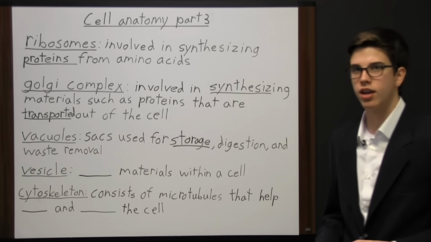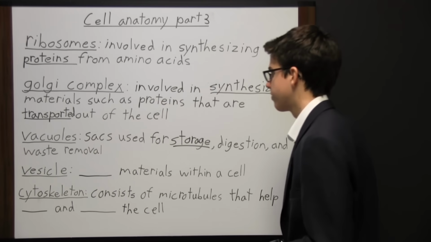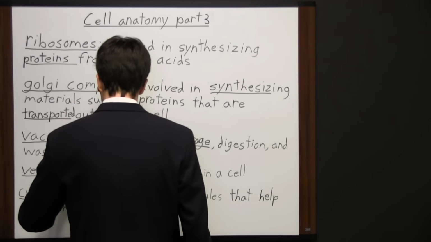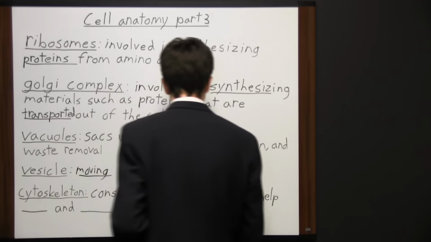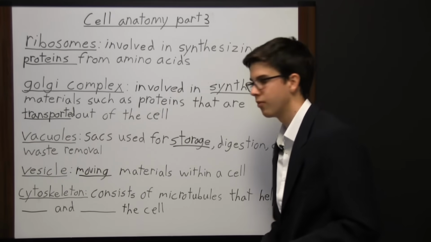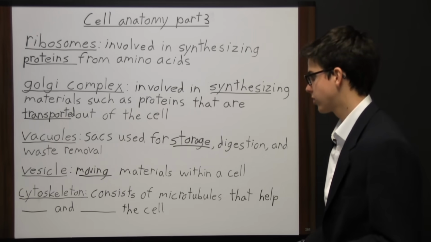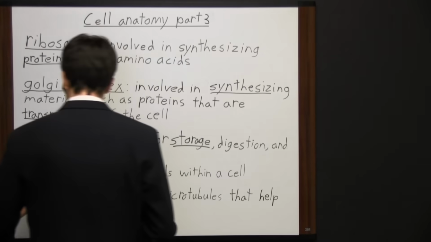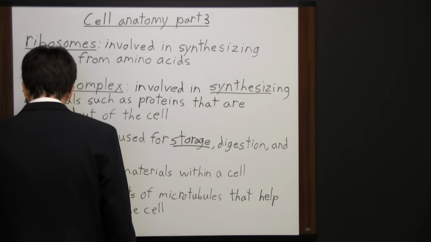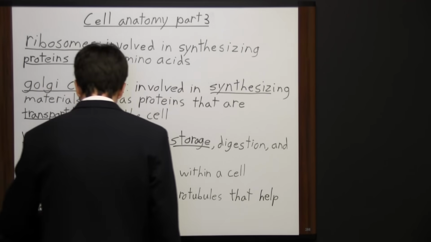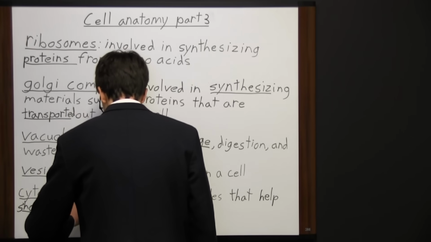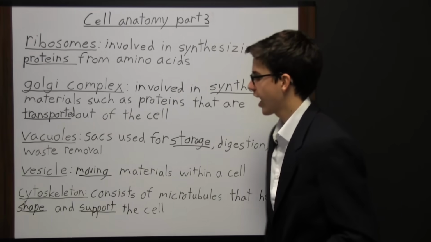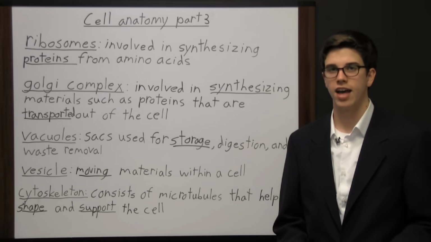And then we have vesicles, which are small organelles within a cell. They have a membrane and perform varying functions, such as moving materials within a cell. And then finally we have the cytoskeleton, which consists of microtubules that help shape and support the cell. So that's a look at some parts of cell anatomy.